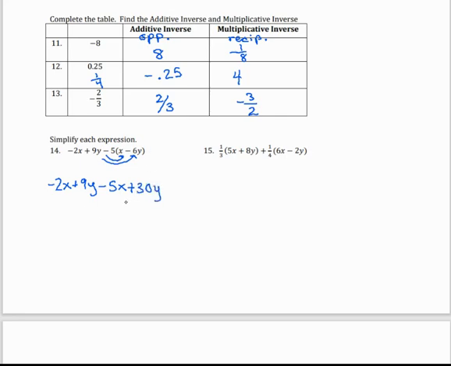Now I've done my multiplying, so I have adding and subtracting, and simply combining those like terms. So -2x is a like term with -5x, and 9y is a like term with 30y. So this will give us -7x plus 39y. And there's my simplified expression. I can't do anything more because these are not like terms. Okay, you try 15. Make sure to work with your fractions properly and then combine your like terms correctly at the end.